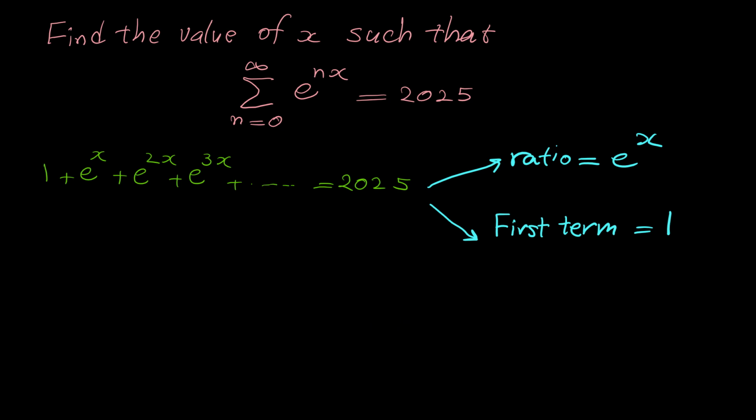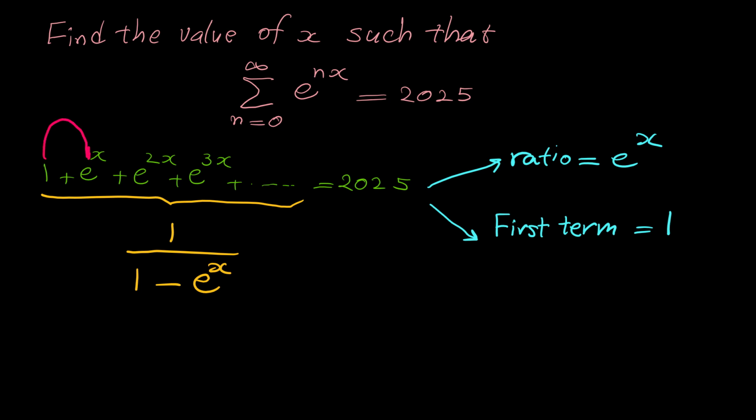So, what is this sum? This sum is the first term, remember, what is the first term? 1. Over 1 minus ratio. What is the ratio of this geometric series? e to the x. The ratio is e to the x, because e to the x is the number that is multiplied by each term, and we have the next term. That is the ratio. And this should be equal to 2025.